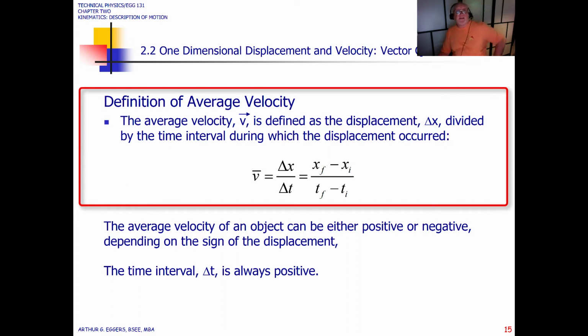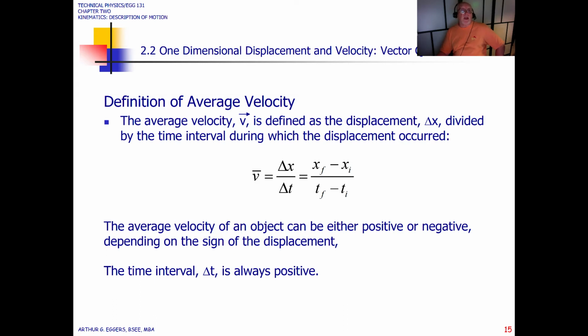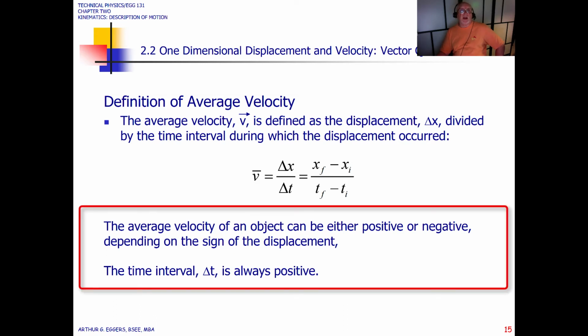The average velocity of an object can be either positive or negative depending on the sign of the displacement. The time interval, delta T, though, is always positive. If you ever give me an answer that has negative time, it's going to be wrong. Not unless you've got a Wayback Machine that you can go back in time do you get a negative. So if you get a value of negative time, you've done something wrong.